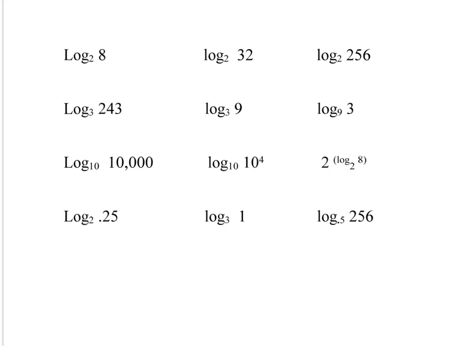Okay, let's figure out these. Log base 2 of 8 is equal to what? We have to ask ourselves, 2 to what power is 8? We know that 2 to the third is 8, so this is equal to 3. If I say log base 2 of 32 is equal to what? We say 2 to what power is 32? We know that 2 to the fifth is 32, so this is 5. Okay, the next one, 2 to what power is 256? We know that is 8, because 2 to the 8th is 256. You guys stop the tape for a minute, see if you can figure out the rest of these.